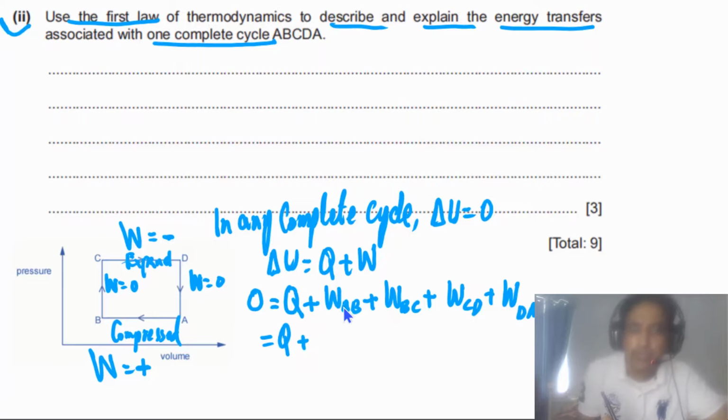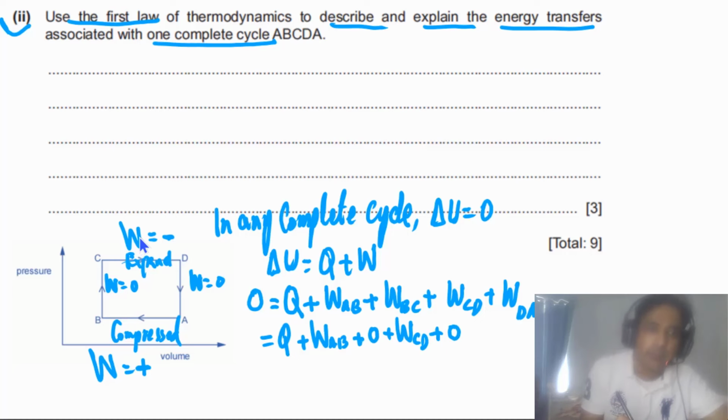So we have W_AB, which is positive, plus 0 for BC, plus W_CD, plus 0 for DA, and this is equal to 0. Now we have to compare the negative work done. This is negative work done because the gas is expanding, so work is done by the gas. Let me sketch this one here. Imagine that we initially have a piston at this point and we have gas here.